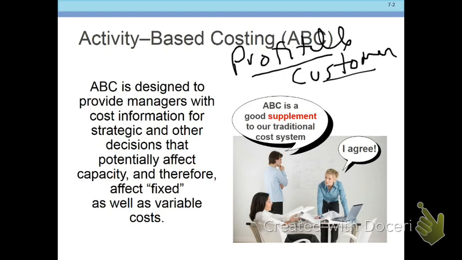Another example where this has been used recently is in things like hospitals. How much does it cost for a particular surgery or particular rehab, when you have all these different services coming in? It's very difficult using what we've studied so far, whether it's process costing or job costing, to figure out what it actually costs to provide various services.